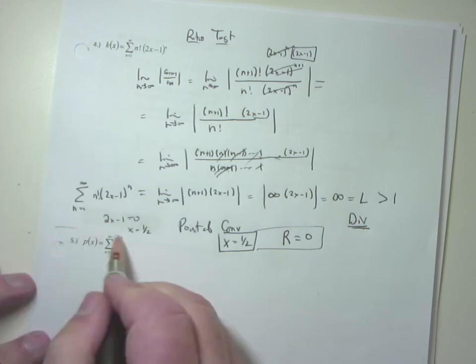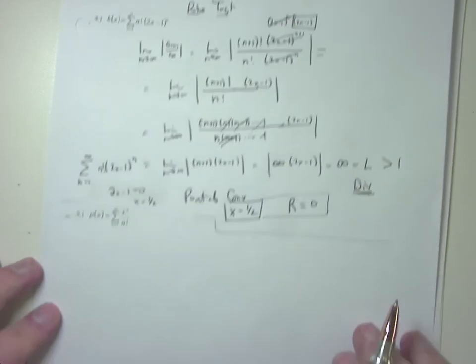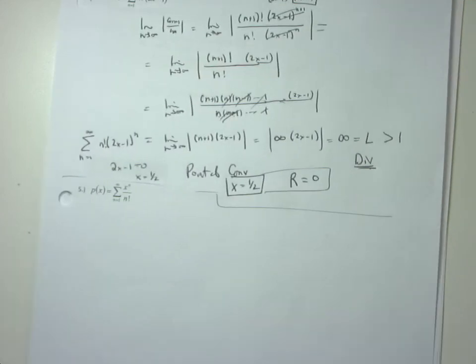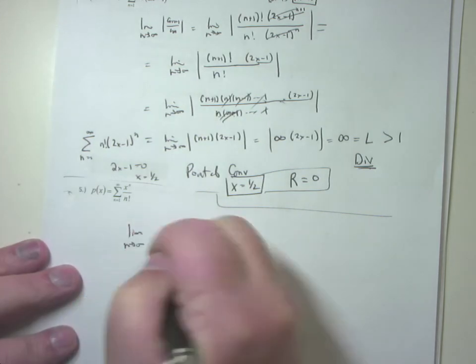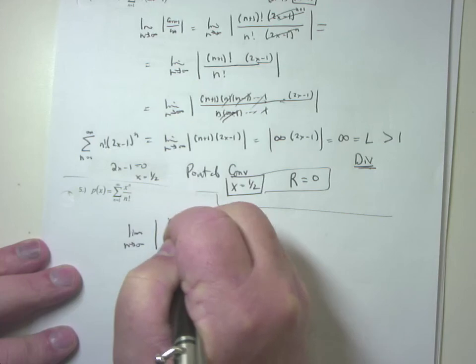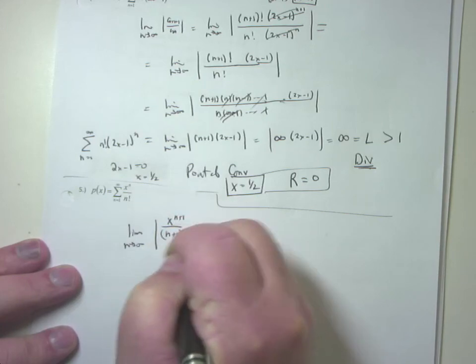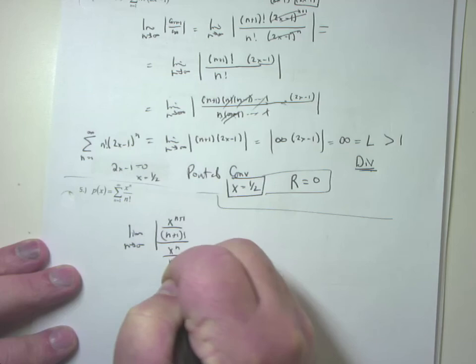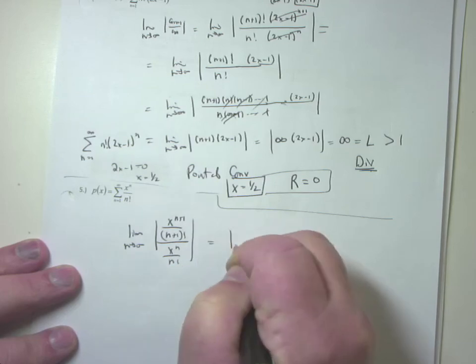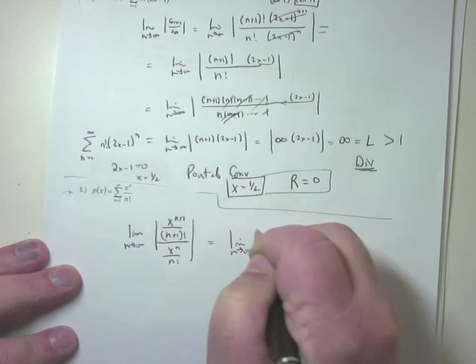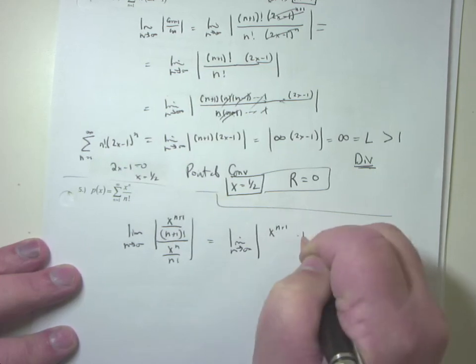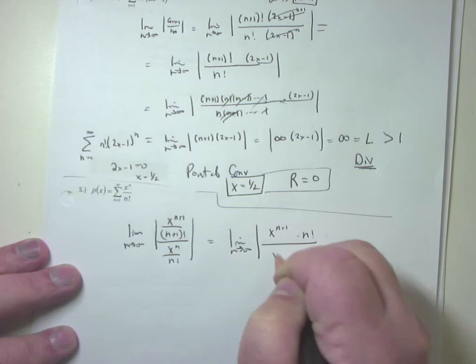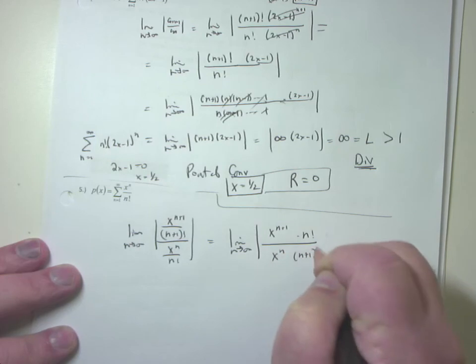Now, looking at this next one over here, this is the same type, but notice the factorial is in the denominator. So when I used the ratio test on this one, the limit as n approaches infinity of the absolute value of x to the n plus 1 over n plus 1 factorial divided by x to the n over n factorial. When you clean it up, you get the limit as n approaches infinity of the absolute value of x to the n plus 1 times n factorial over x to the n times n plus 1 factorial.